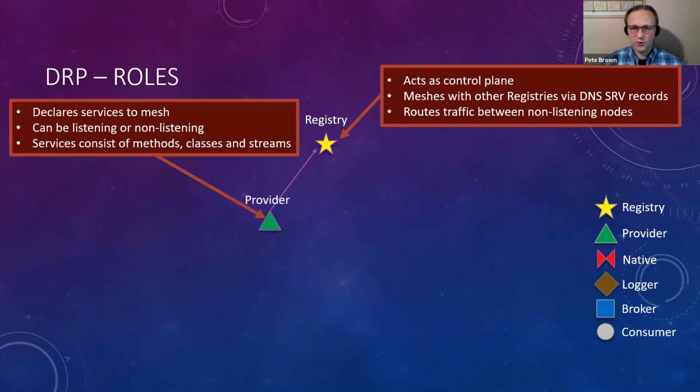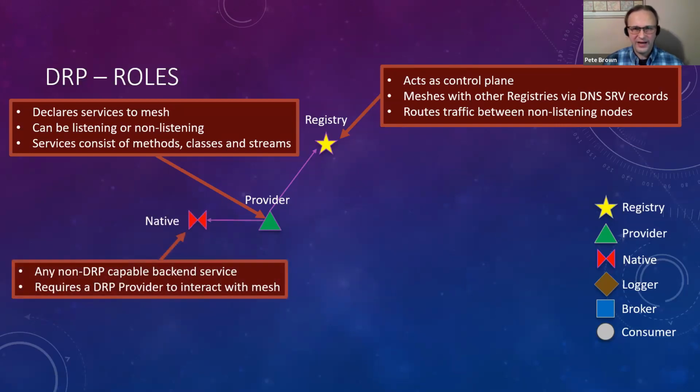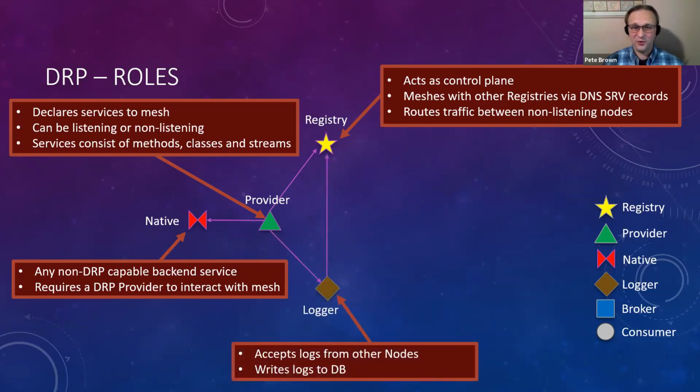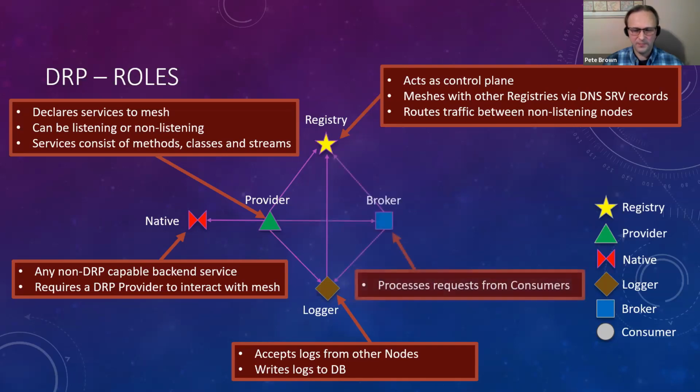So providers, of course, the mesh would be useless without data. And so the providers are there to inject services and declarations into the mesh. For native services that are not mesh capable, which is 99% of what's out there right now, we would have a provider act as a shim and expose the native services. So it may be Cisco Call Manager, it may be Meraki's APIs, could be anything. And so the provider is going to make those declarations and broker calls on the native services' behalf. Loggers, obviously we want to log everything that's going on in the mesh. And so we have a logger type that the other nodes can send their logs to.